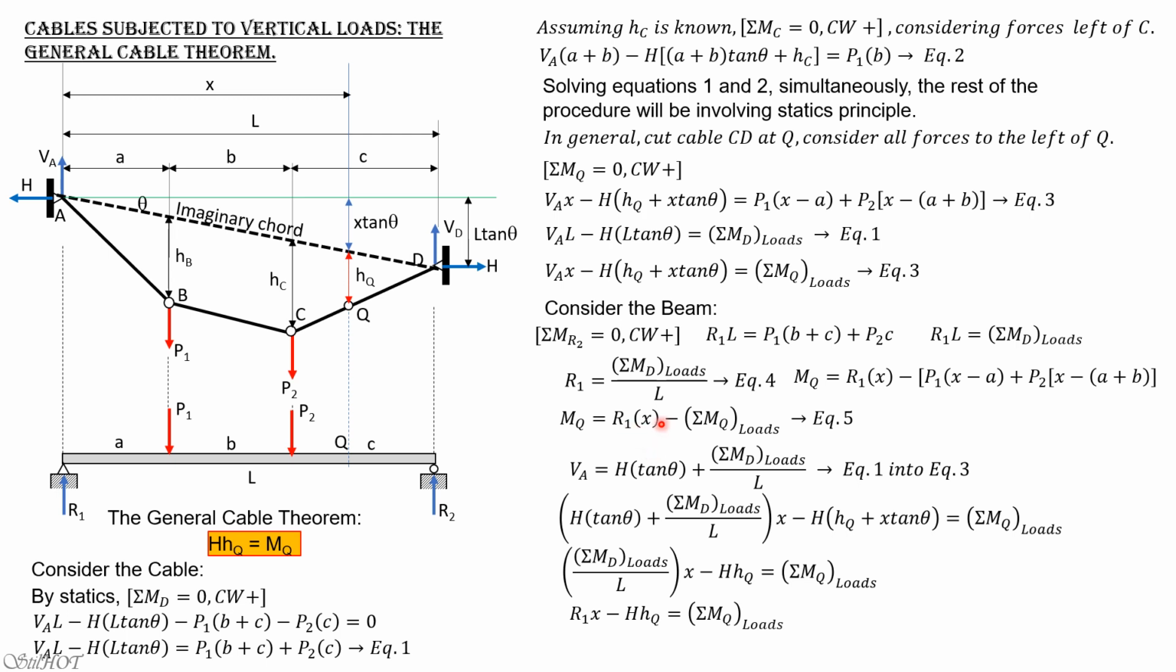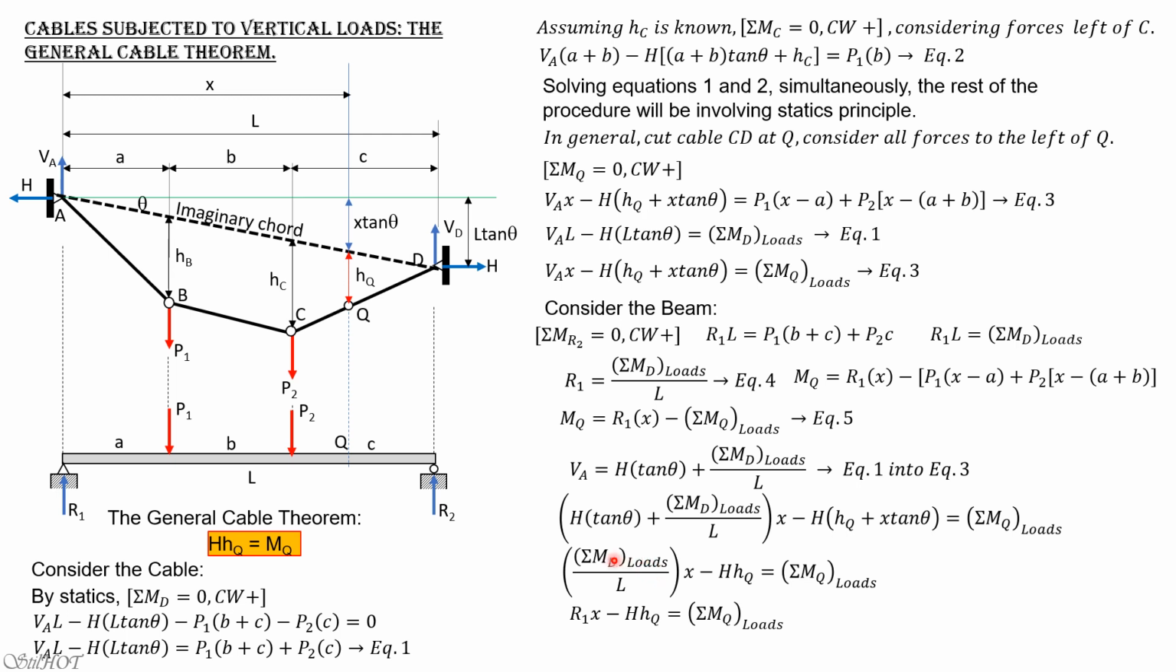Substituting the value of MQ, which is R1X minus summation moment. By the way, from this equation here, we have R1X minus HQ equals summation moment about Q due to the loads, because R1 is summation moment about D due to the loads divided by L.